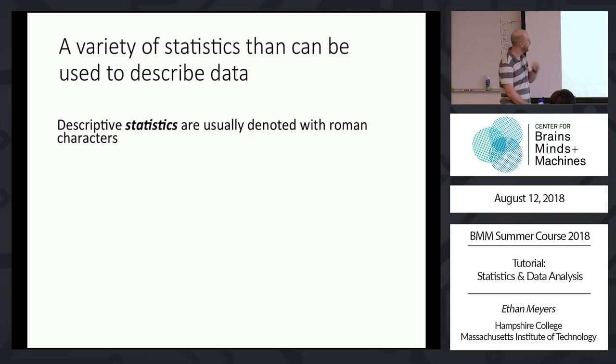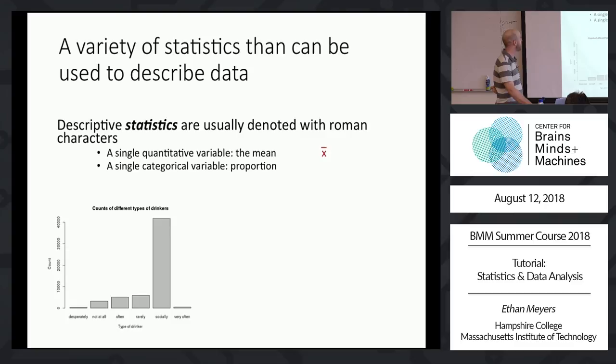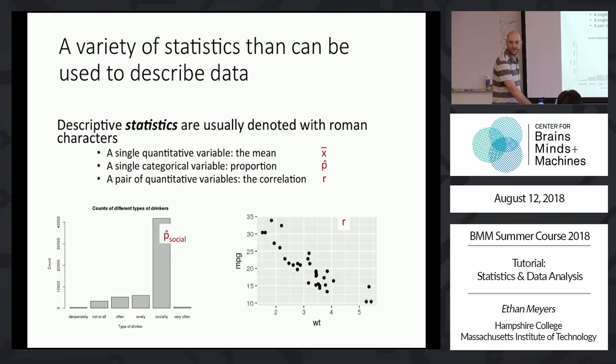Okay, so like I said, statistics, these functions of your sample of data, are usually denoted with Latin or Roman characters. For a single quantitative variable, we have the mean, which is x bar. For a single categorical variable, we have the proportion that's in each category. Does anyone know what symbol we use for that typically? It's usually p hat, okay? And for a pair of quantitative variables, we have the correlation coefficient, r. People don't always use these symbols, but I like the dichotomy between the Roman and the Greek to know whether you're talking about parameters or statistics.